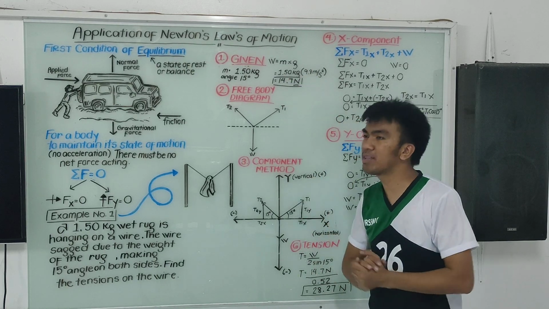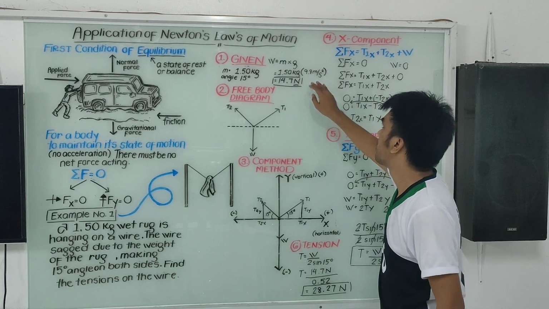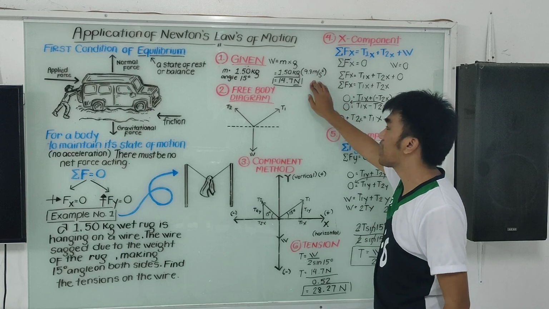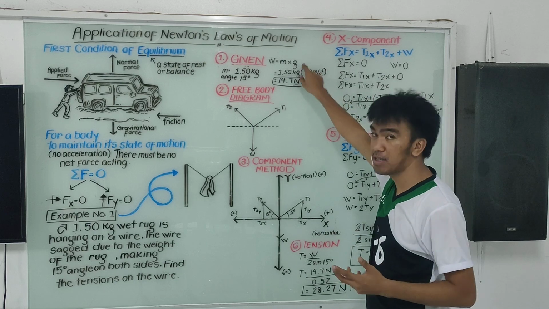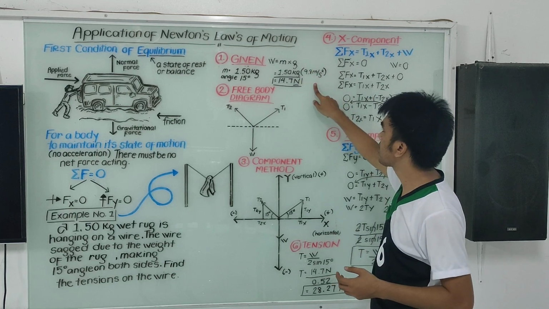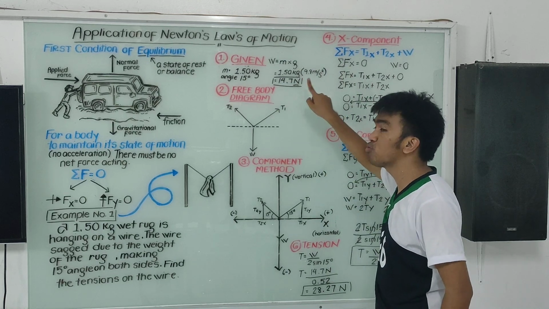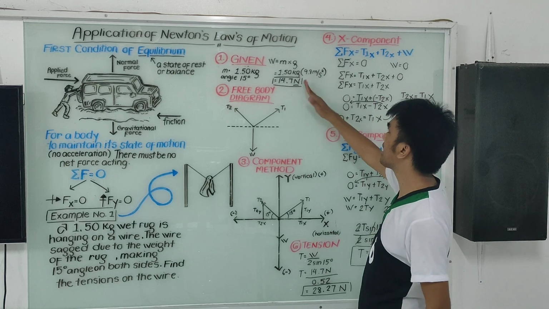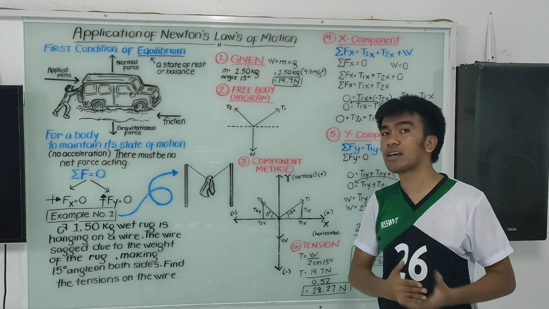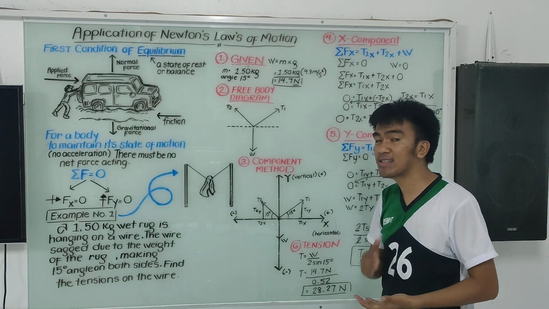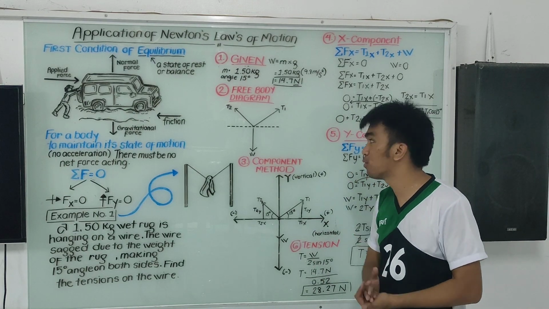So substitute. Our mass is 1.50 kilograms times 9.8 meters per second squared. Sir, where did you get 9.8 meters per second squared? That's the standard value for gravity. When you multiply it, the answer will be 14.7 newtons. Why newtons? Because when you multiply kilogram by meter per second squared, the answer is kilogram meter per second squared, also known as newtons. Newton is the unit of force.